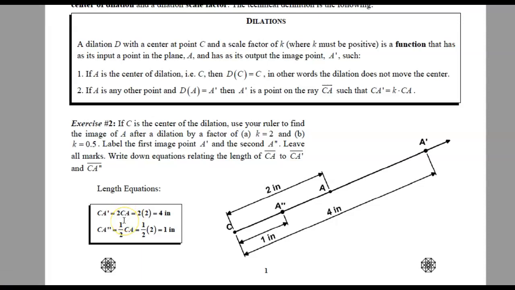And that is because the scale factor was bigger, and so the scale factor got applied to the original segment. The original segment CA is what we multiplied by 2. If the scale factor is 1/2, well, we still think about what it was originally from C to A. That was 2 inches. So 1/2 of that is going to be 1 inch, and so CA double prime is 1/2 of CA. So we just apply the scale factor, whatever it is, to the original figure to get the new one.